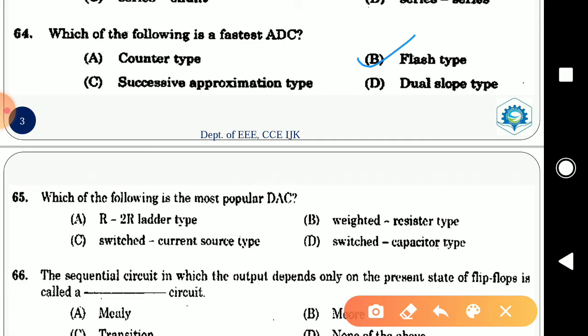Which of the following is the most popular DAC? DAC means digital analog converter. The correct answer is R to 2R ladder type. The reason is that the R to 2R ladder type is the simplest DAC available, and it requires only two resistor values arranged in a ladder form. The remaining require more circuits and are a bit more complicated. Therefore, R to 2R ladder type is the most popular DAC.